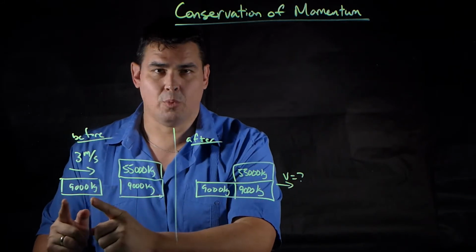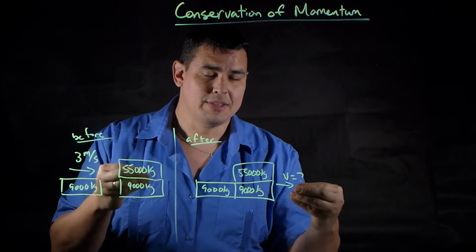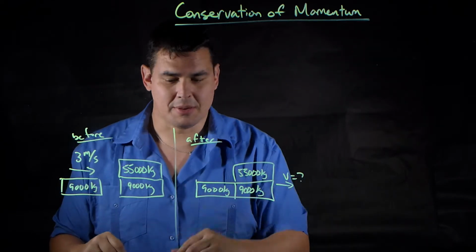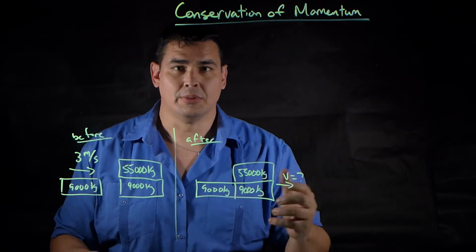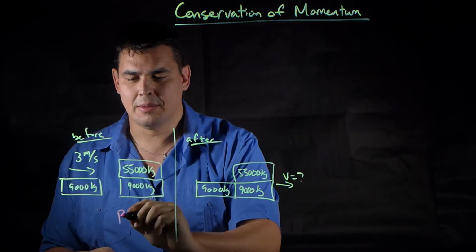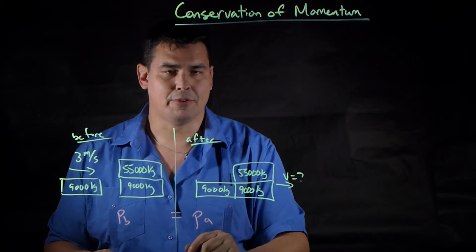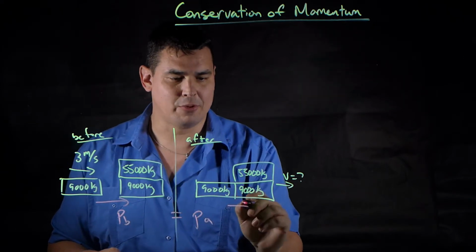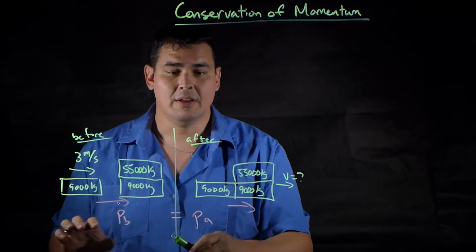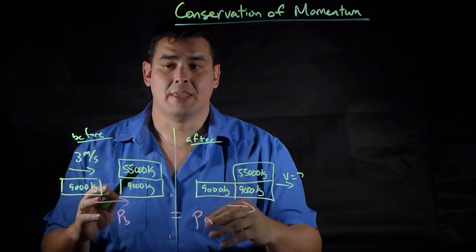Before, I have one empty car traveling towards this loaded light one. And afterwards, they stick together and they're going to move off together with some unknown velocity. So I need to figure out what that velocity is. So again, the whole concept is the momentum before has to equal the momentum after. So over here, there's a total amount of momentum going this way. That means afterwards, it's got to have that same amount. So if I write my equation for each separate thing, then I'll be able to solve it.